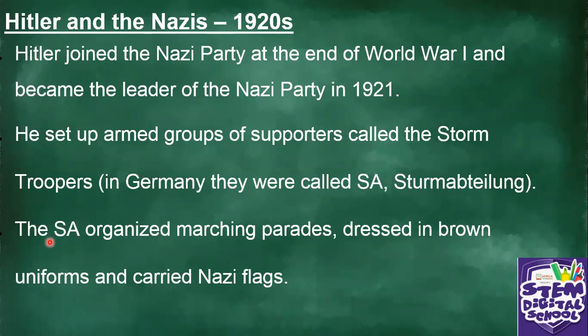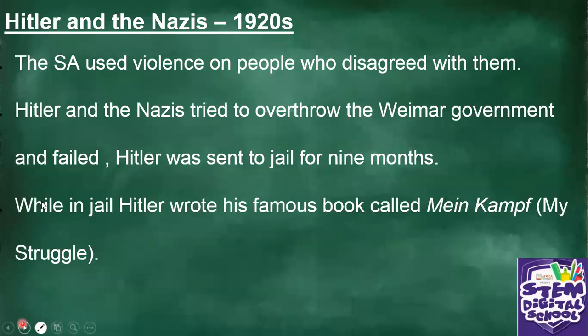So when Hitler joined the Nazi Party, he created this army, the group of people who were armed, the supporters called the SA, the Stormtroopers. These people supported the Nazi Party. The SA used violence on people who disagreed with them. So they were very violent, the SA group. Hitler and the Nazis tried to overthrow the Weimar government and failed. So Hitler was sent to jail for 9 months.